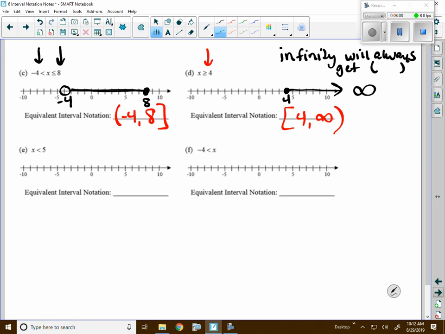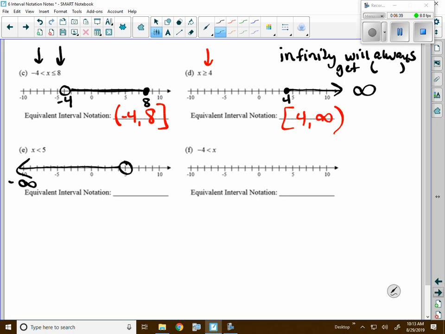Now we're going to take a look at E. Okay, E, we're going to have an open circle at 5. Okay, and its x is less than, so we're shading to the left. Now, on this one, it's different than part D. On part E, we don't have equal to, so there's going to be all parentheses here. But the one thing that is different here as well is that we're going to negative infinity.